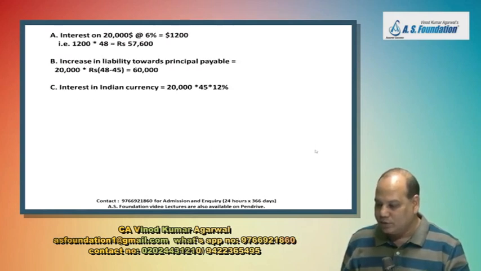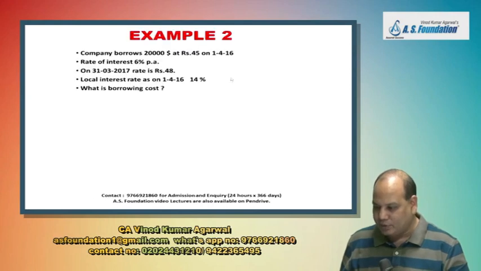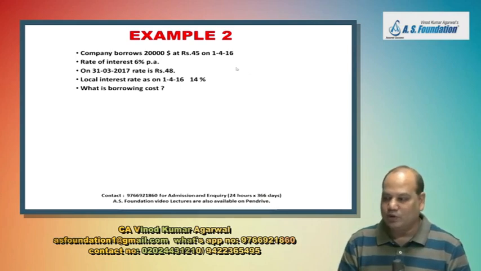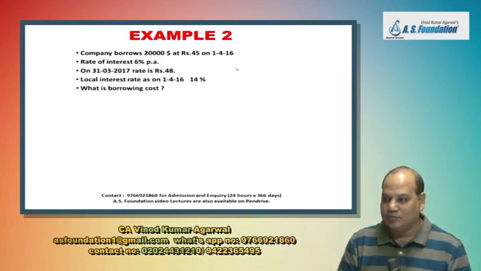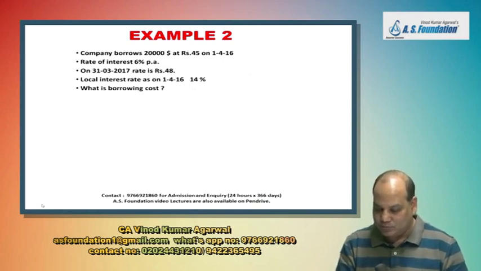One more example we'll take. This example we have written. Example 2. There are three situations. 1 and 2 I will solve. Please note down situation 3 as homework. Okay. What is the change you will observe on the screen right now? Only one change I have done. The local interest rate I have made it 14% instead of 12% now. So some numbers we will repeat.